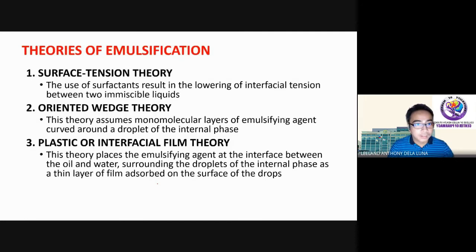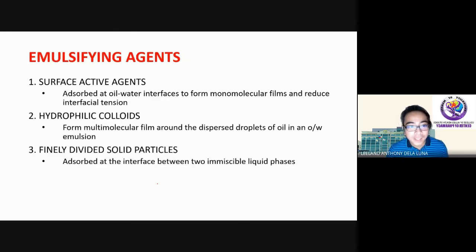So now class, we're done with the theories regarding emulsification or our emulsifying agents. So paano ba? Ano ba yung mga theories behind? Okay, or how they work? So let's talk about class our emulsifying agents now. So first off class, we have the surface active agents. We have the hydrophilic colloids and then the finely divided particles.